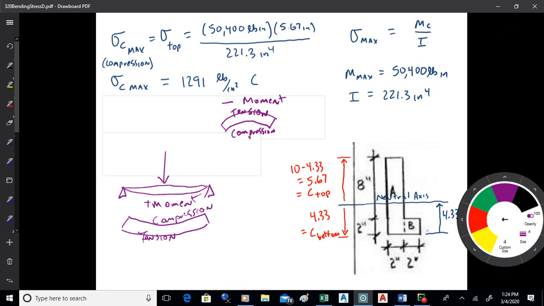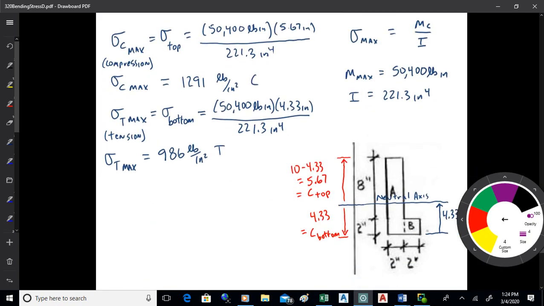So once you've got M, C, and I, you just combine them together and get the stress, MC over I. So we're going to the top, so we've got compression up there. If we go to the bottom, the only number that changes is the C value, that's all. Okay, we good with all that? Good to go?